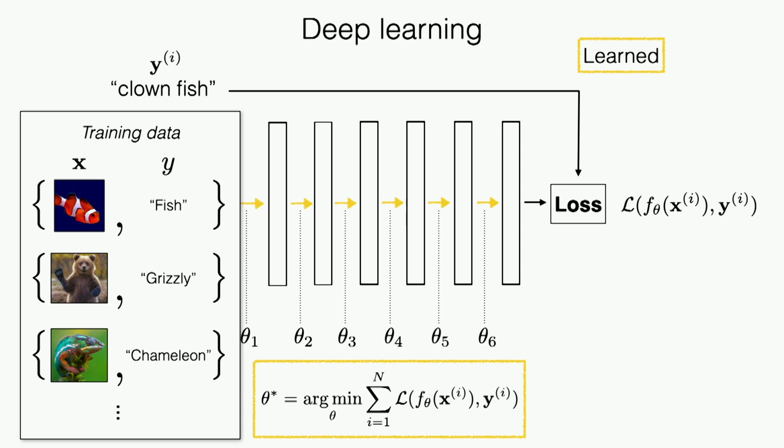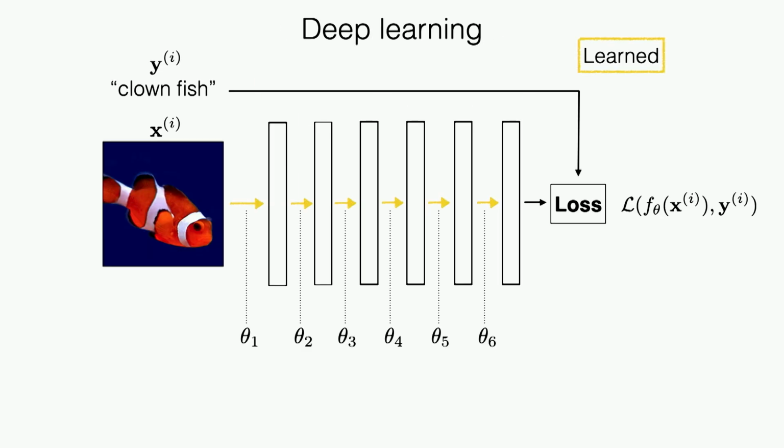So here's my prediction of my network. My network is f with parameters theta. When f is applied to an image of a fish, it'll make a prediction. We compare that prediction to my true label in my training data y, and we measure how far off we are from the true label.